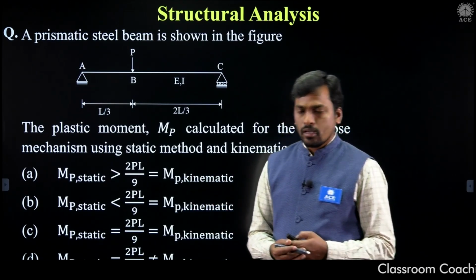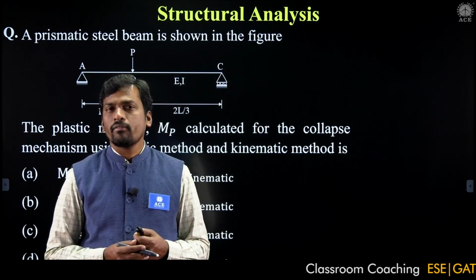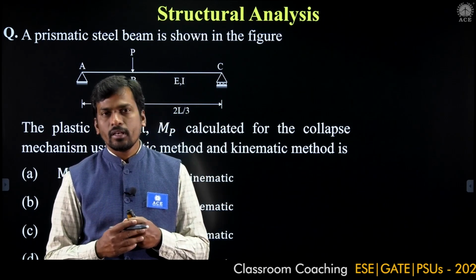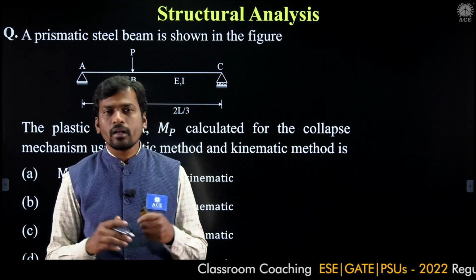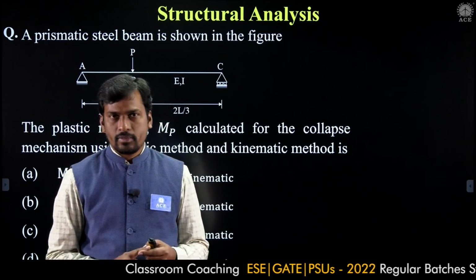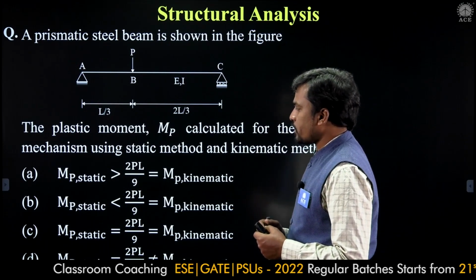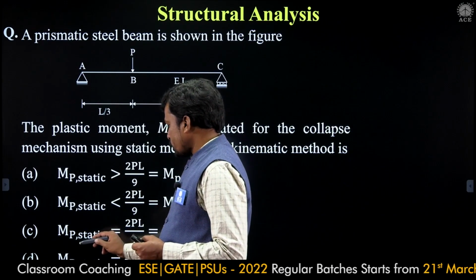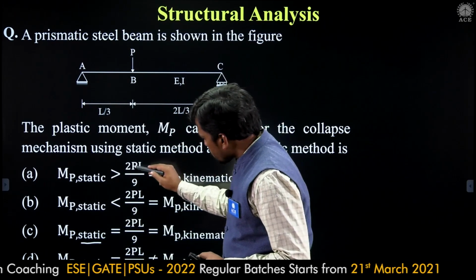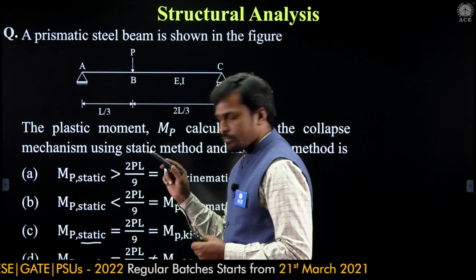Remember students, if you use the static method or kinematic method, the plastic moment value is the same only. It is not different. You will get the same. If you use the static method or kinematic method, both methods give the same plastic moment value. So here, in which option is it the same? Plastic moment by static method 2PL by 9. In all the options, is it the same or not? This value is the same.